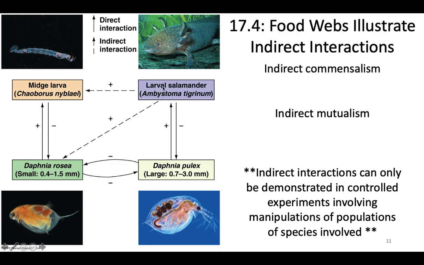Likely what would happen is that if you remove the salamander from the experiment, your hypothesis would be that Daphnia pulex populations would increase. They would outcompete Daphnia rosea, so you'd see a decrease in this population, which would then cause a subsequent decrease in the midge larva. So basically, if you want to test indirect interactions between species, you have a control with all of them, and then you have experimental manipulations where you either eliminate one of the species from the interactions or you lower its numbers in comparison to the control.